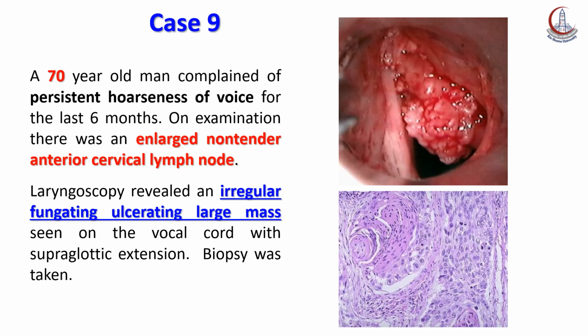Case 9. A 70-year-old man complained of persistent hoarseness of voice for the last 6 months. On examination, there was an enlarged, non-tender, non-painful anterior cervical lymph node. Laryngoscopy revealed an irregular fungating ulcerating large mass at the supraglottic area. A biopsy was taken, and this is the microscopic picture of the lesion. So the diagnosis is squamous cell carcinoma of the supraglottic laryngeal area.